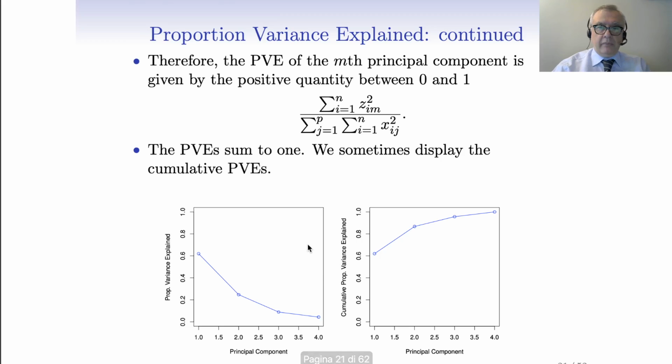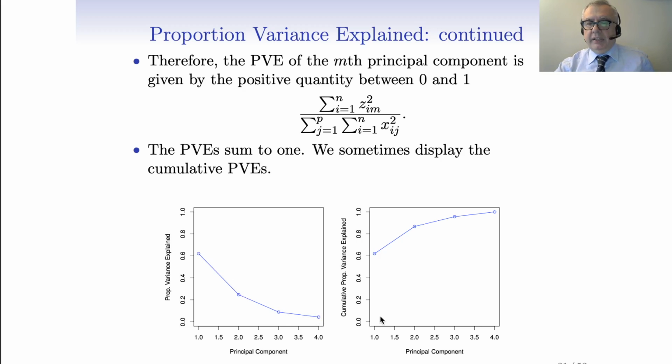Okay, and therefore the proportion of variance explained by a certain principal component will be just its variance divided by the total variance. I can compute this proportion of variance explained for each of the principal components, starting from the one that explains the most, and I go on, and I get a plot like this.